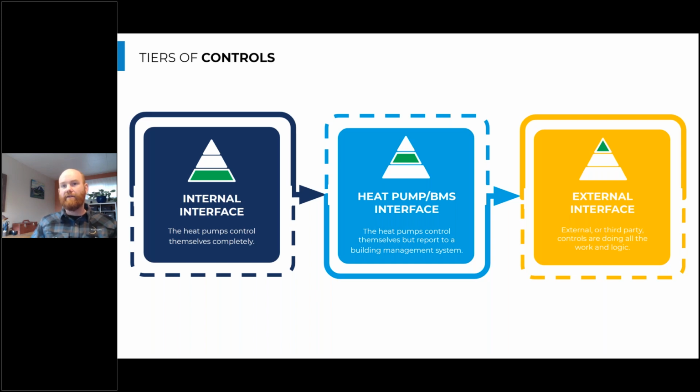And then the last tier of the controls is the external or third-party controls. This is a great system when you have multiple pieces of equipment that all need to work together. If we think of an orchestra, we typically have one conductor standing up there directing the orchestra. This is really what that's doing. It's having one external or third-party point that someone can go into and look at and change set points to direct that heat pump equipment and all the associated equipment that's serving that commercial heat pump water heating system.